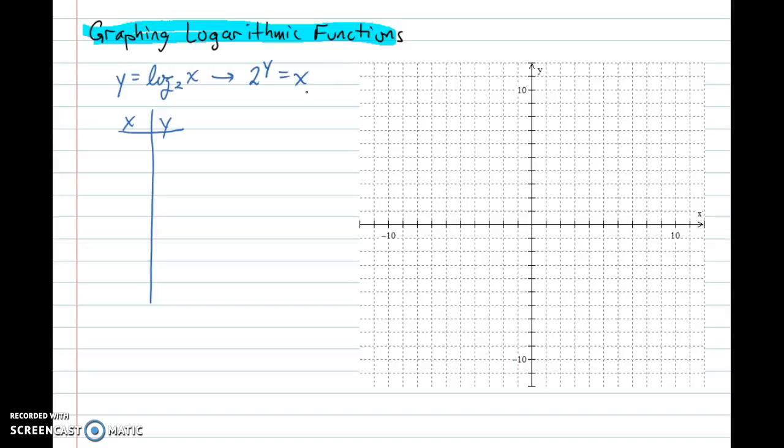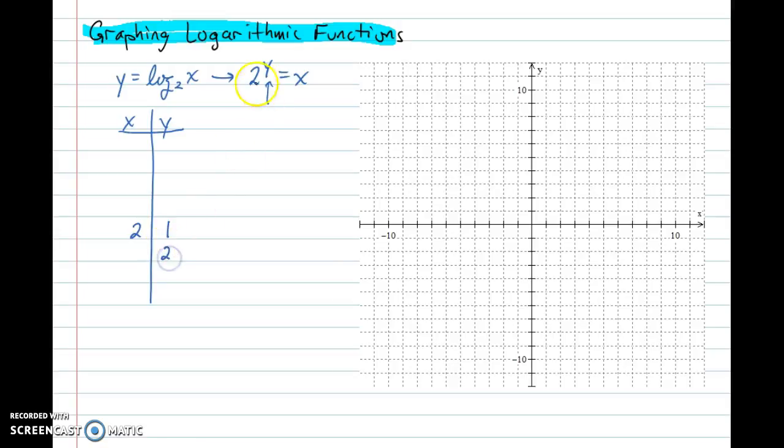Remember, anytime you want to graph something, all you're doing is finding all the ordered pairs that satisfy that particular equation. So if I want to find ordered pairs that satisfy 2 to the y equals x, I need to pick some y values, because once I pick a y, I can calculate x pretty quickly. So let's pick some y values that we know. For example, when y is 1, 2 to the first power is 2, x has got to be 2.